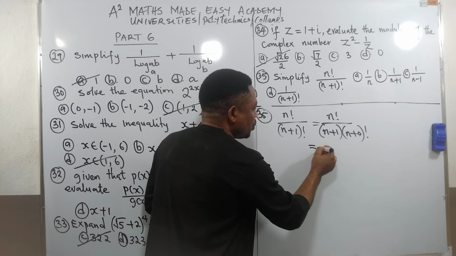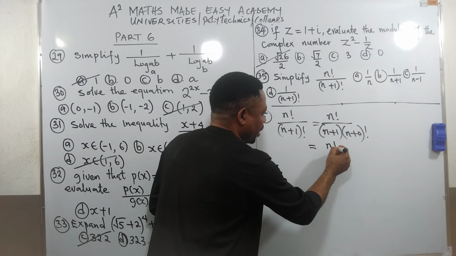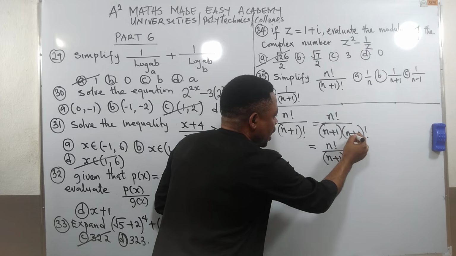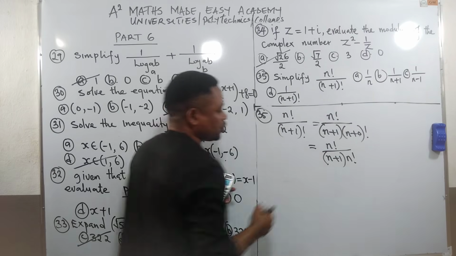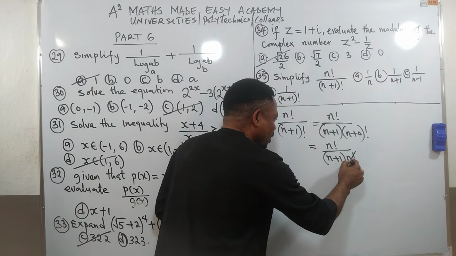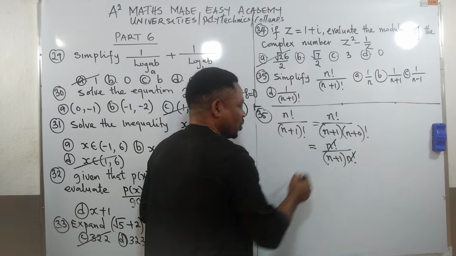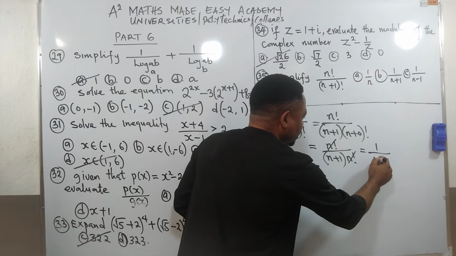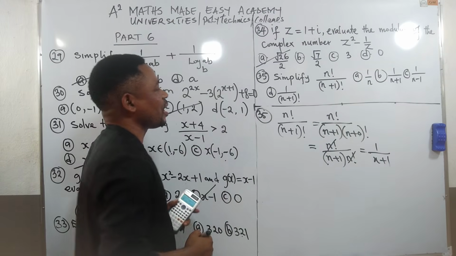Then what do we have? This is n factorial all over n plus 1 in brackets, then n plus 0 is n, all factorial. Something is about to happen here. Now what do you take? n factorial down, we cancel n factorial up. So the numerator is 1 all over the denominator, n plus 1, and that is the final answer.